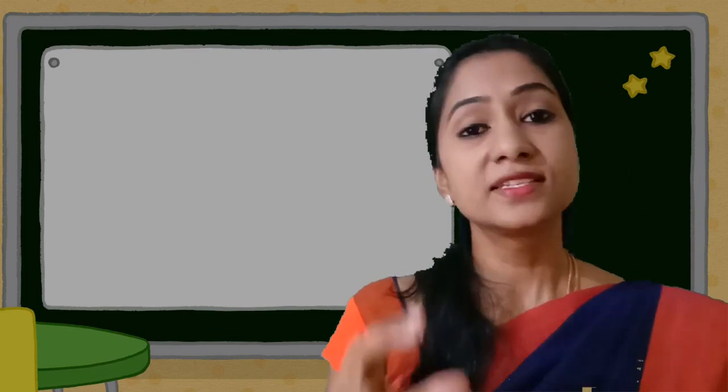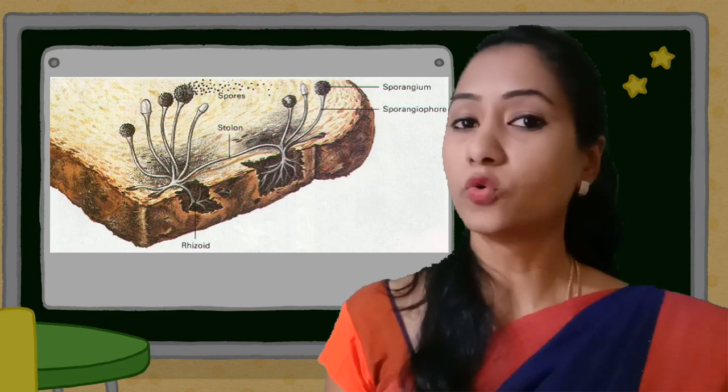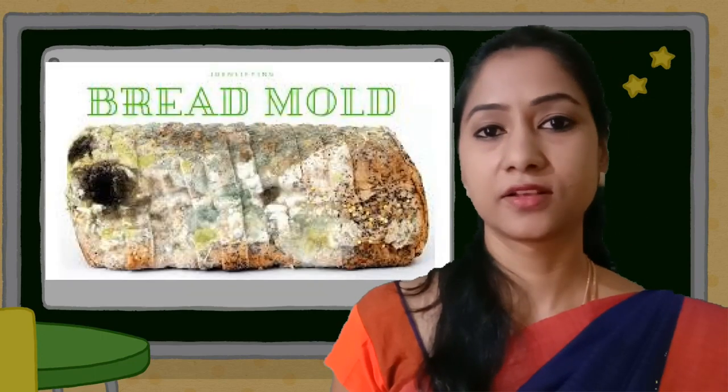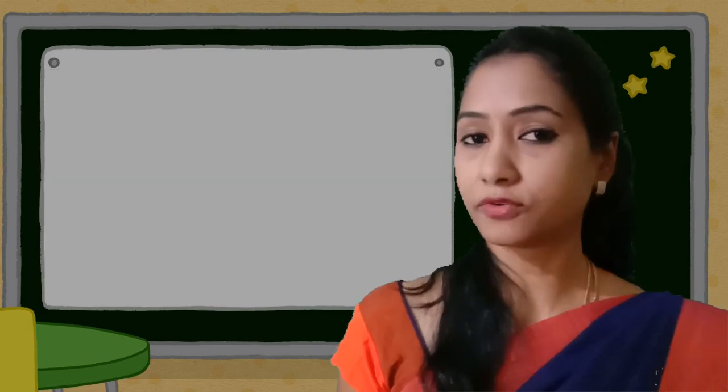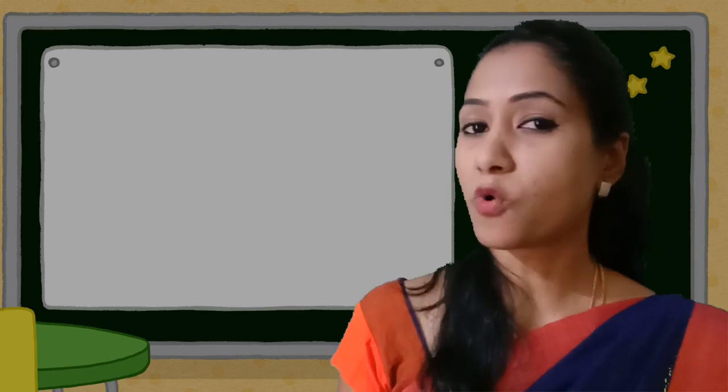There are also tiny plants like molds or a kind of fungi and mushrooms. They are non-green plants. We can see them in spoiled bread, fruits, in wet leaves, etc. They do not make their food, but they get their food from dead and rotting matter like spoiled bread, fruits, leaves, etc.